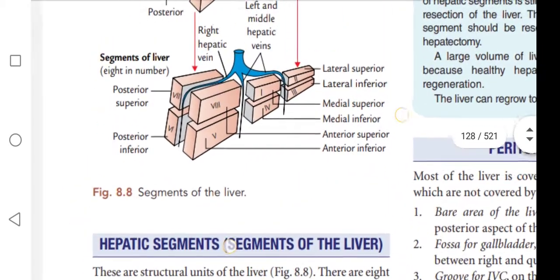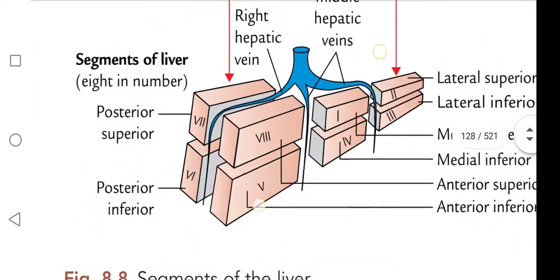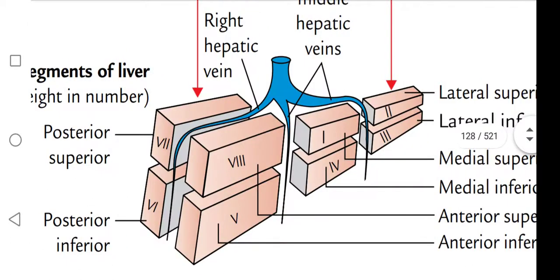See this diagram. This diagram is the segmentation of the liver. In this diagram we see the three veins: left hepatic vein, middle hepatic vein, right hepatic vein. Left, middle and right hepatic vein.